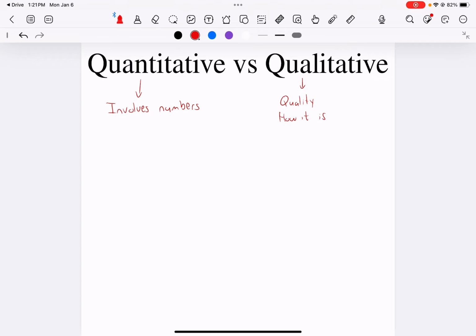In math, the main difference with a qualitative graph is that a qualitative graph has no numbers. So we're not graphing it based on numbers, we're just graphing it based on what's being said and what's happening in the story.